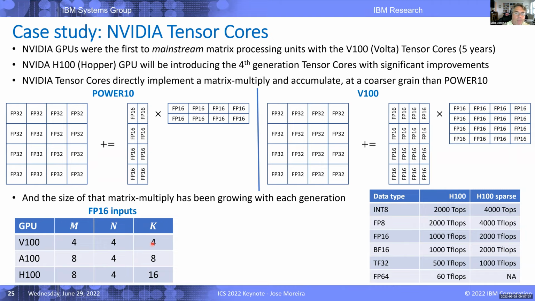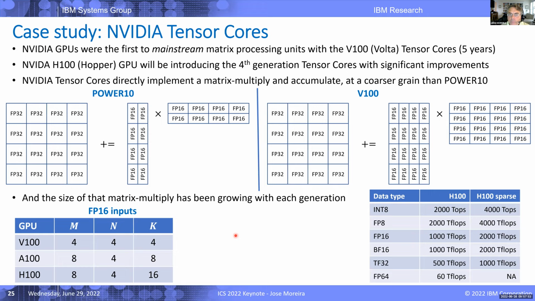And this is the point I made about the inner dimension, right? This is the one that is hard to, as this grows, it is more difficult to partition. The M and the N are relatively easy to partition. The K is a little bit more difficult to partition, but we can talk offline.